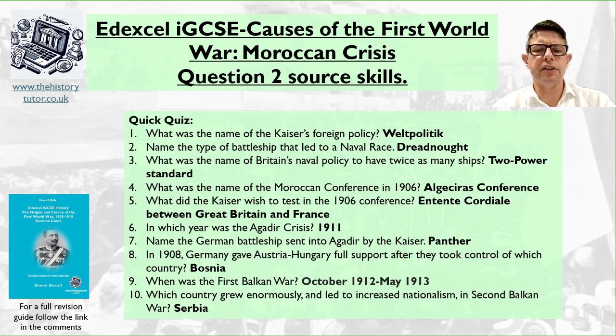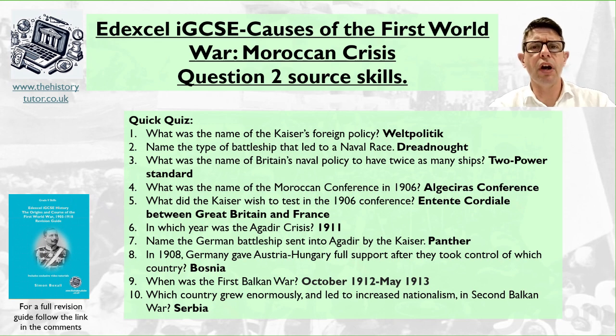So let's have a look at the next question. So question number 8. In 1908, Germany gave Austria-Hungary full support after they took control of which country? That's Bosnia and the Bosnian crisis. So this is where there was a Bosnian uprising and it was crushed by the Austro-Hungarians, and then they seized control of the region, much to the dismay of the Serbians, who thought that Bosnia should be independent or part of Serbia because it had lots more Serbians in it.